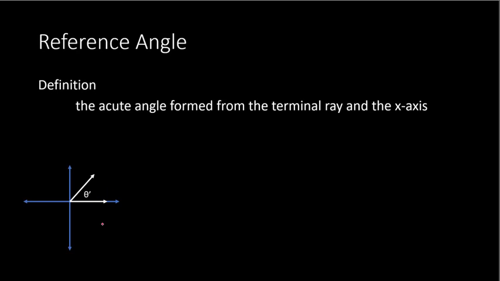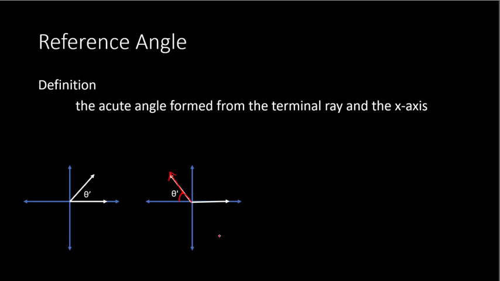Now if we look in the second quadrant, here we have our angle, where the terminal ray is this ray right here, and it's in the second quadrant. So our reference angle is the angle formed between that ray and the x-axis, which is right down here. So that angle right there, we'll call it angle theta. That is our reference angle.